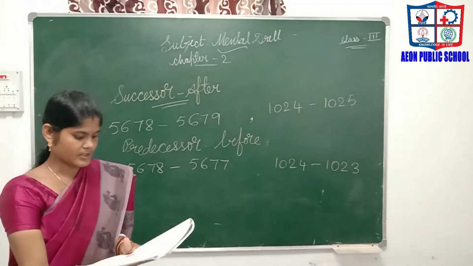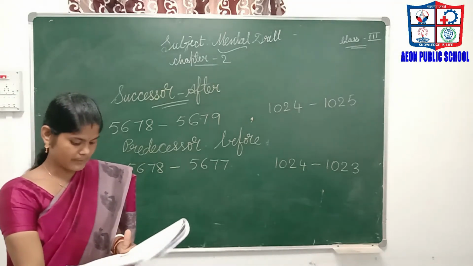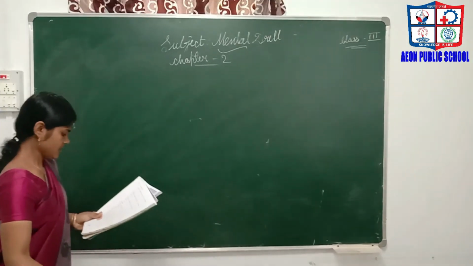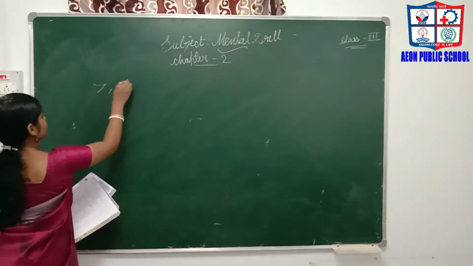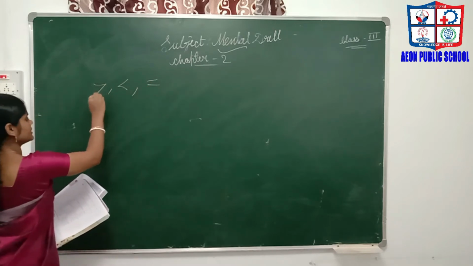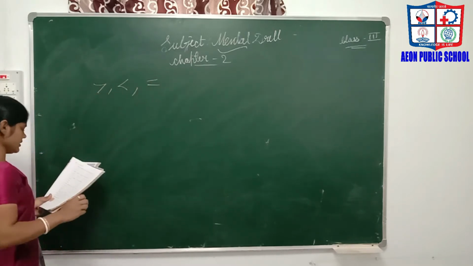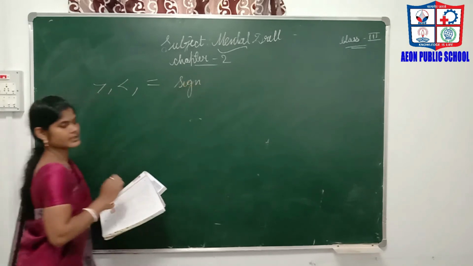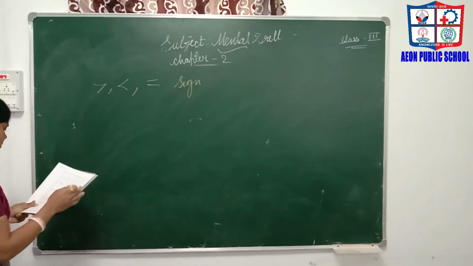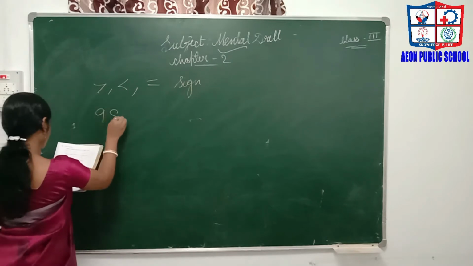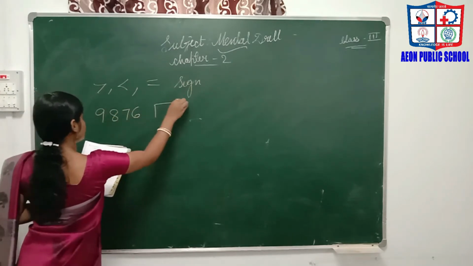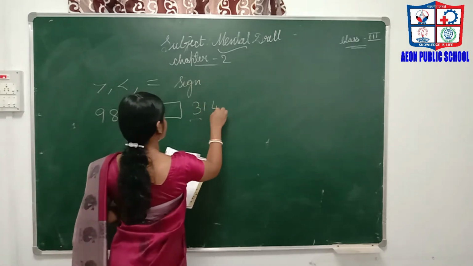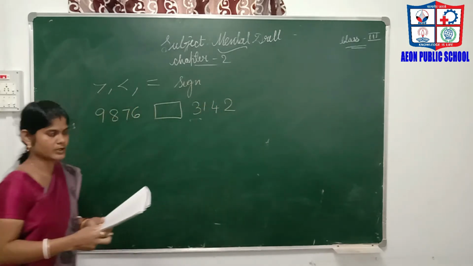So in the same way you have to do the third bit and the fourth bit of the page. So here we just have to place a less than symbol, greater than symbol or equal to sign. So how will you find out? First we have to compare the numbers and then find out which is less than, equal to, or more than. In the previous classes we did the same thing with 3 digits. Now we are going to do it with 4-digit numbers.